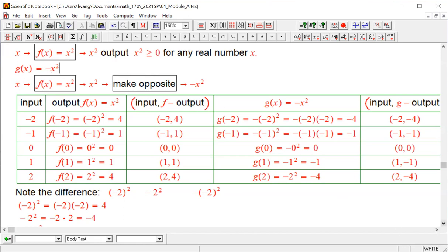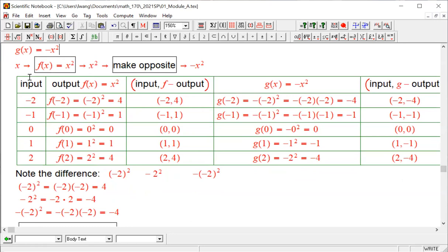Well, from the function's perspective, the input is x, and we apply the rule, which is x times x, and we produce x squared. And then we apply the negative sign. We make the opposite of the output from x squared, which we put a negative sign on. So negative x squared. Be careful, okay? We do the x squared first, and then the negative sign.